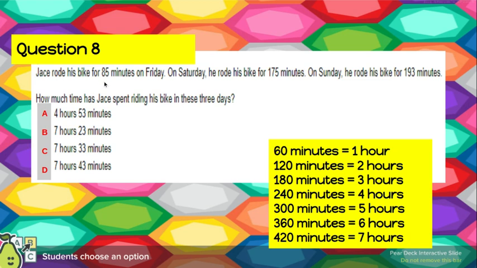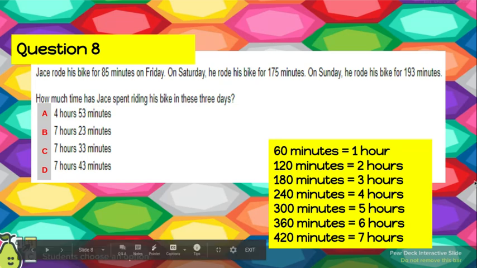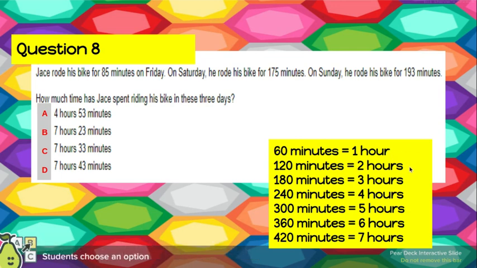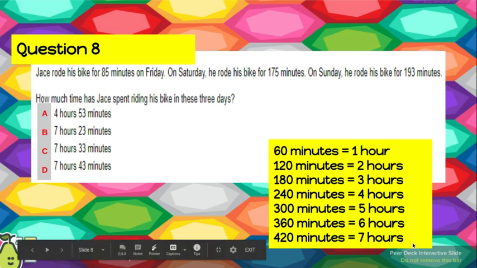When you add up 85 plus 175 plus 193, you're going to get a large number, but it's just going to be in minutes. What you have to do is convert that to hours, and then there'll be some minutes left over. I put a key here on this slide to help you remember that 60 minutes is equal to 1 hour, 120 minutes is equal to 2 hours, and so on all the way down to 7 hours.